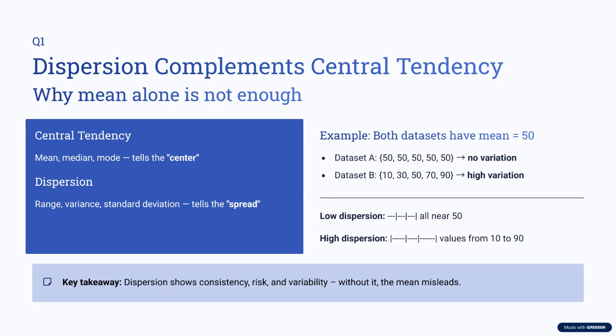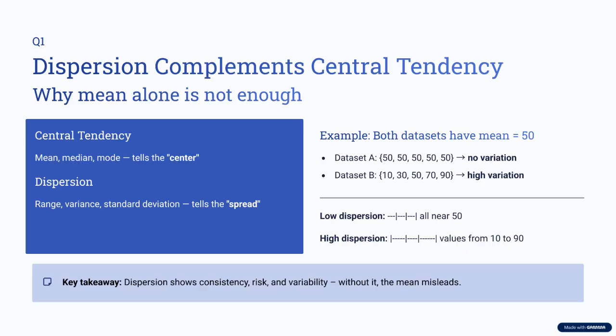Dispersion complements central tendency. Consider two classes that have the same average exam score of 50 out of 100. Does that mean both classes performed identically? Not necessarily. We have two types of summary numbers. Measures of central tendency, mean, median, mode, tell you where the center of the data is. Measures of dispersion, range, variance, standard deviation, tell you how spread out the data is around that center.